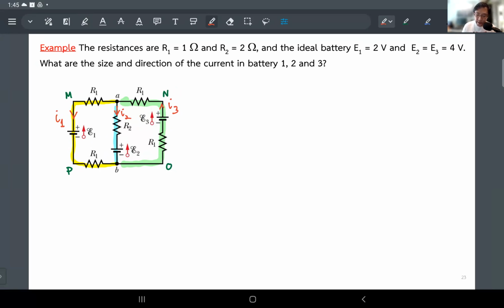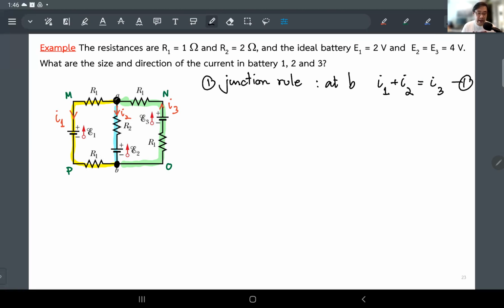All right, you start with the junction rule first. So number one, junction rule. Which junction do you like? You can say, well, A, just like before. Or you can use B. You get the same type of equation anyway. So let's look at B. See, I1 is flowing in, I2 is in, I3 is out. So I1 in plus I2 in must be equal to I3 out. That is your first equation. That's it. Three equations, three unknowns.